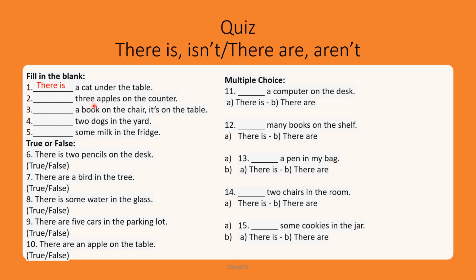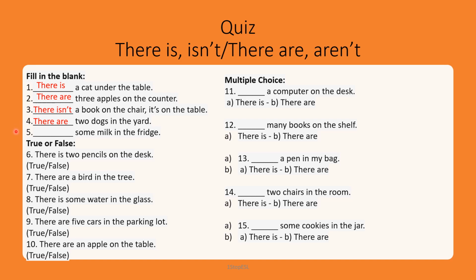Number 2, 3 apples on the counter. Yes, there are 3 apples on the counter. Number 3, a book on the chair. It's on the table. Good. There isn't a book on the chair. It's on the table. Number 4, 2 dogs in the yard. Now, dogs, S, 2, so it's plural. So it must be there are. There are 2 dogs in the yard.